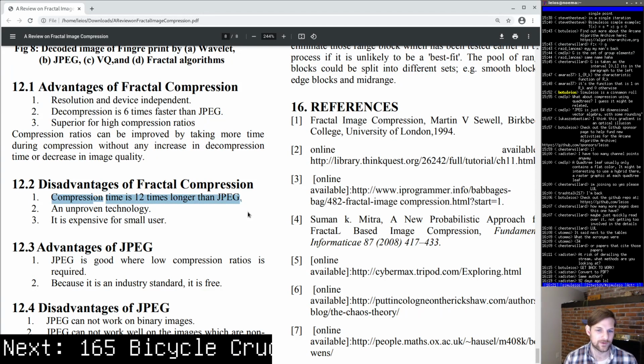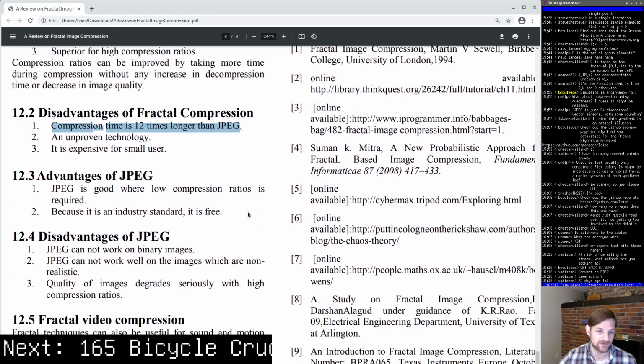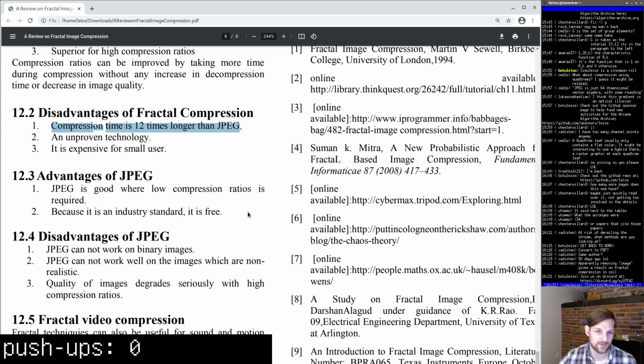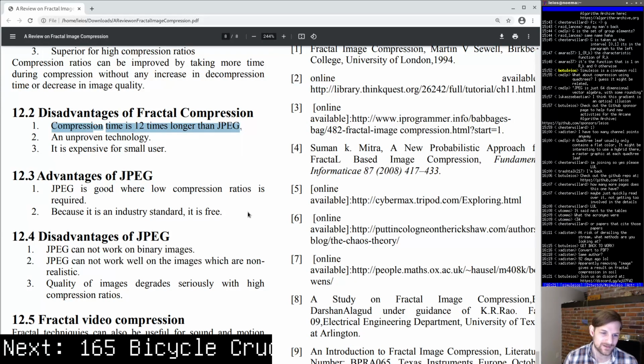JPEG is good where low compression ratio is required. Basically an industry standard. It is free. Disadvantages of JPEG: JPEG cannot work on binary images, cannot work well on images which are non-realistic, and quality of images degrades seriously with high compression ratios. Apparently there are results on fractal compression in soil. Oh, what? Fractal techniques can also be useful for sound and motion videos. There's a fractal compression version of MPEG, which can be used to compress real-time videos.